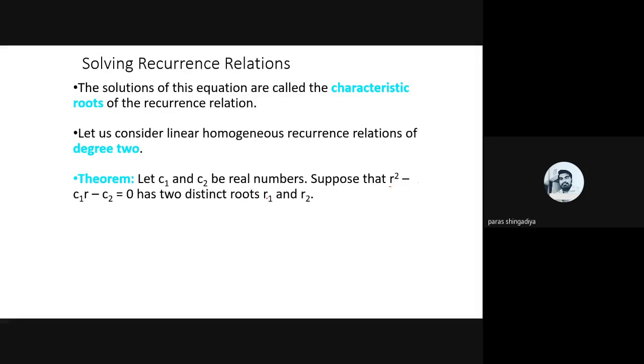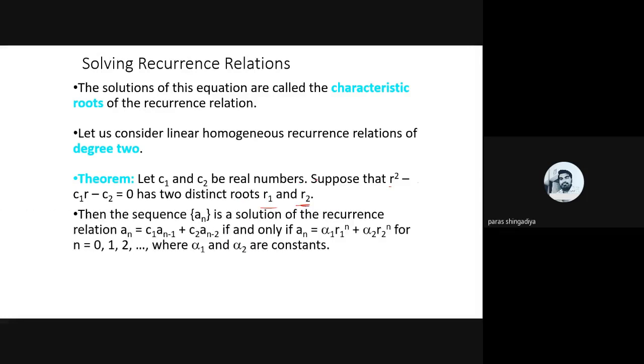So how many roots will you get? There will be 2 roots, r1 and r2. Okay, and then the solution of the recurrence relation is of the form an is equal to c1 a n minus 1 plus c2 a n minus 2 if and only if an is equal to alpha 1 r1 raised to n plus alpha 2 r2 raised to n. Okay, that will be our solution form of the recurrence relation.